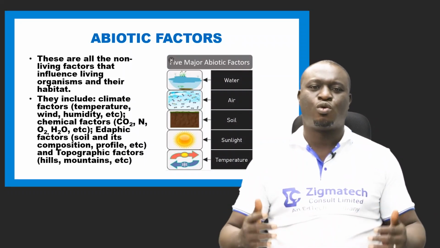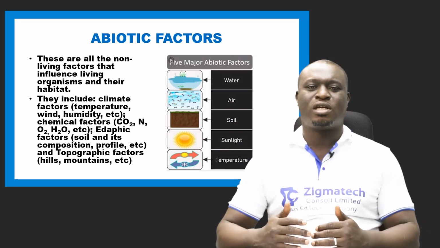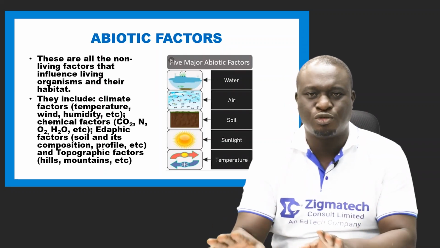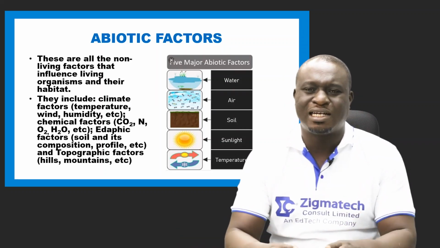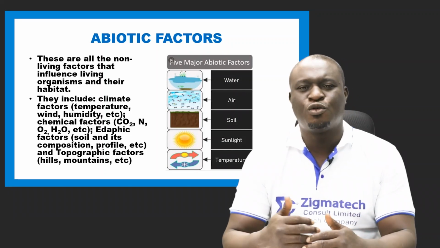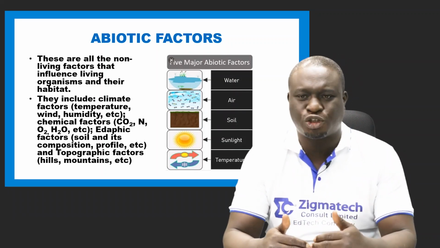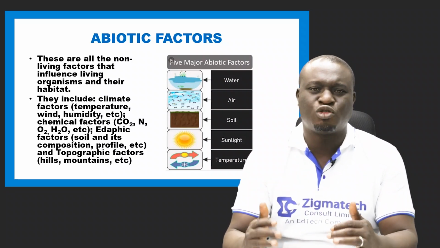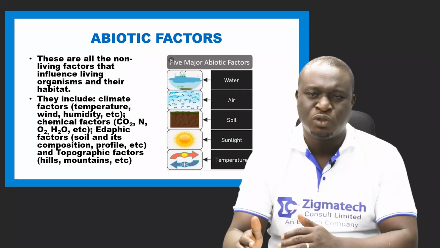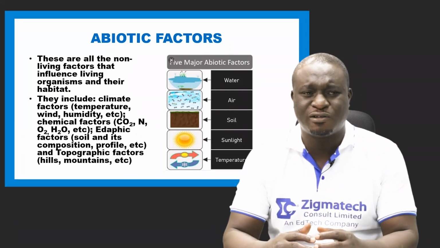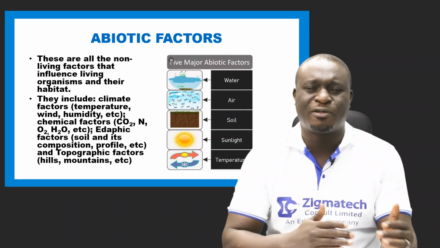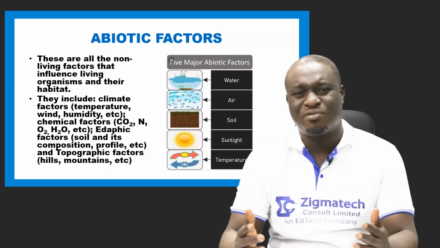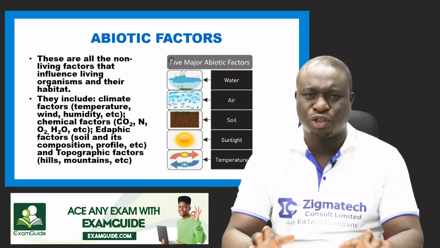Anytime you hear the word edaphic, it simply means it is relating to the soil. So edaphic factors are factors that relate to the soil. They include things like the soil and its composition, soil profile, soil texture, and so many other things, the soil structure. These are what we refer to as edaphic factors. And then we also have another example of an abiotic factor, which is called topographic factor. The topographic factors include things like the hills, the valleys, the mountains, and so on.